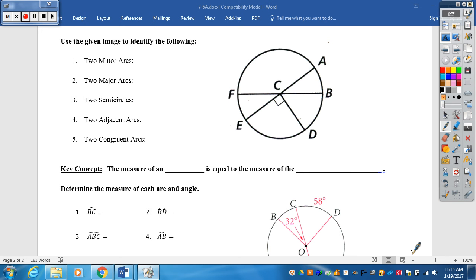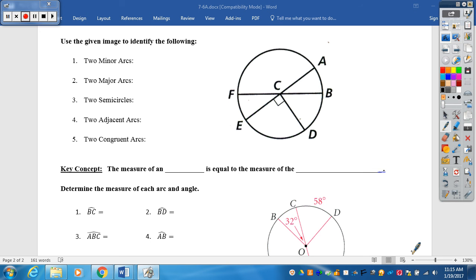Two adjacent arcs. An example of that would be like arc FE and arc ED. Okay, the only point that they have in common would be point E. Another example would be like arc AB and arc BE. Okay, those two would work.